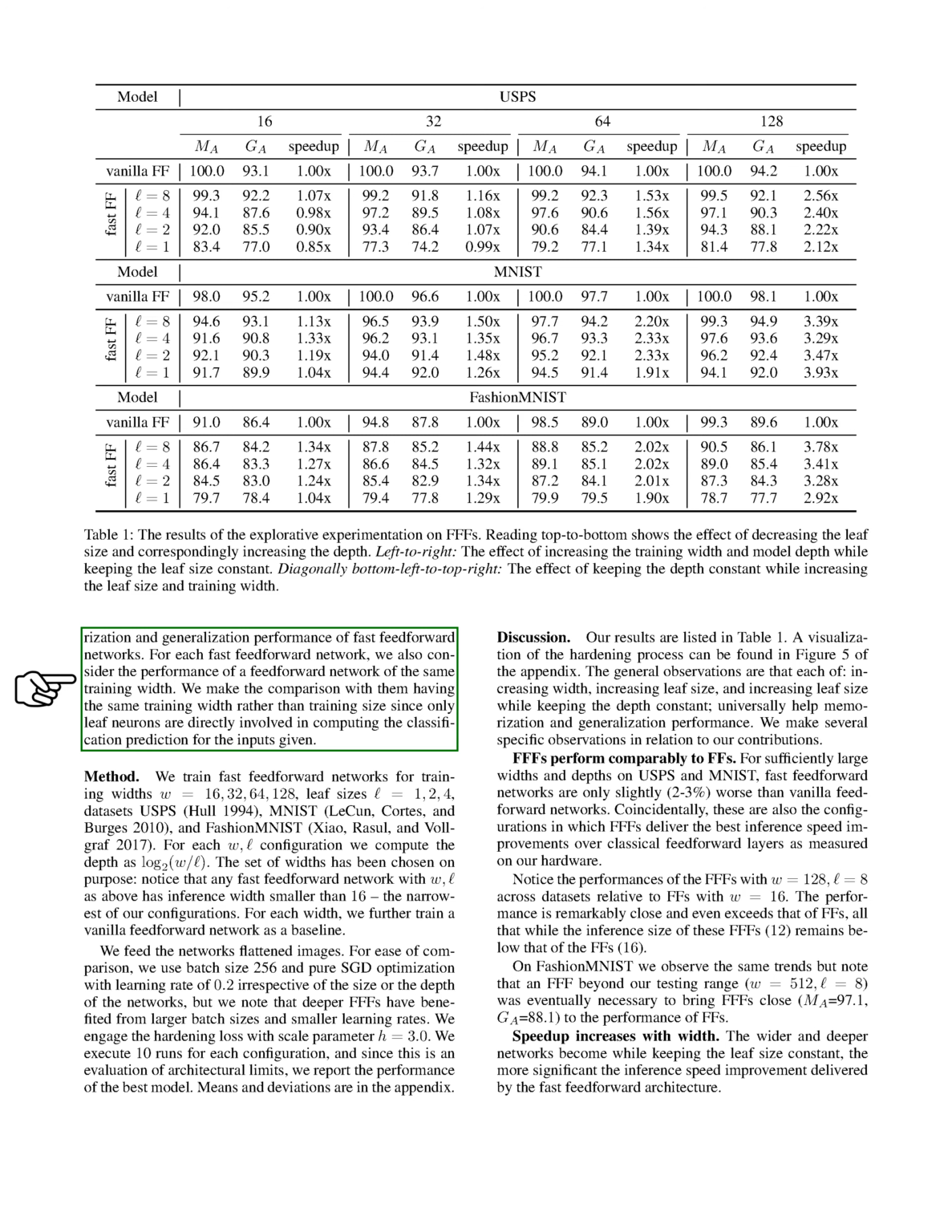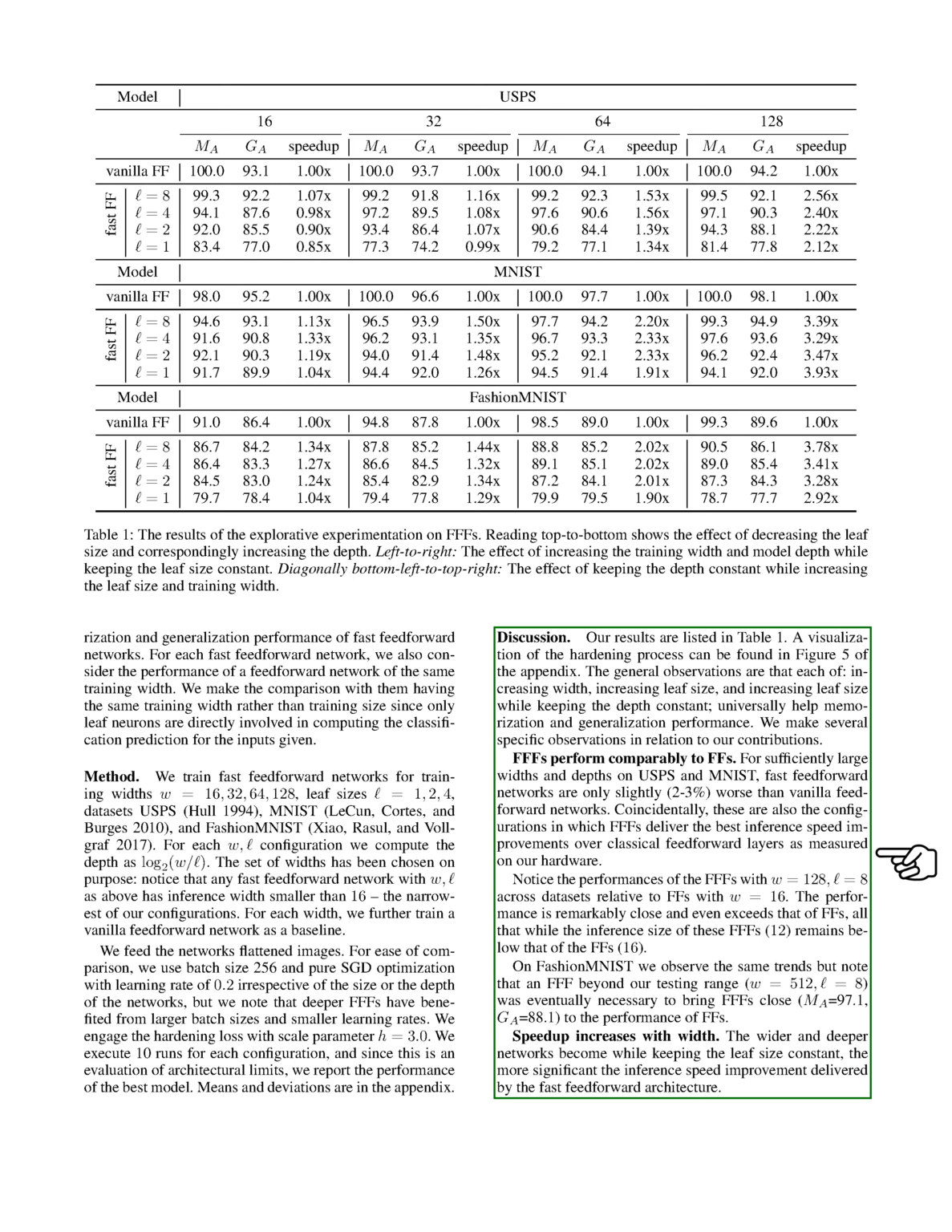We fed the networks flattened images and used a batch size of 256 and pure SGD optimization with a learning rate of 0.2, regardless of the size or depth of the networks. However, we did notice that deeper fast feedforward networks benefited from larger batch sizes and smaller learning rates. We used a hardening loss with a scale parameter of 3.0 and ran each configuration 10 times. We're reporting the performance of the best model for each configuration.